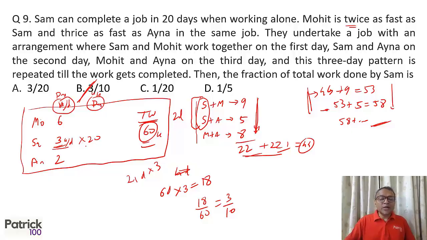So 3 units per day into 20 will give you 60 units of work, the total work. Based on that, you can find out the cycle of work which each one does. If you look at one cycle, all of them work 22, second cycle 44, and then they have to do 2 more days plus a little extra. So Sam works for 6 days, 18 units of work out of 60. You get the answer.